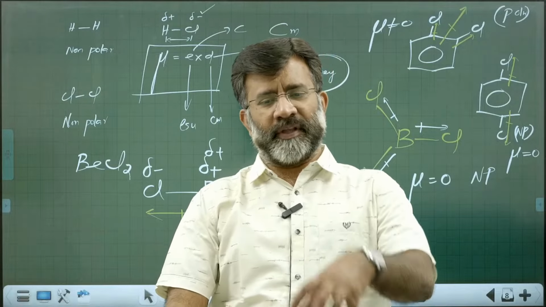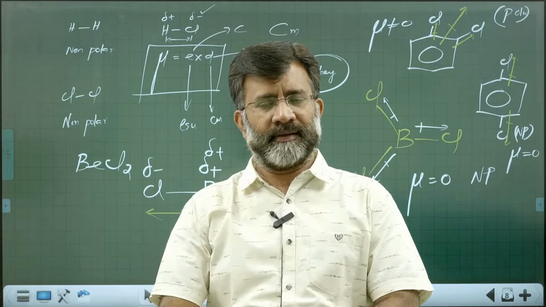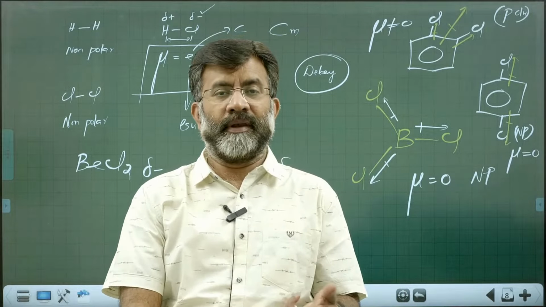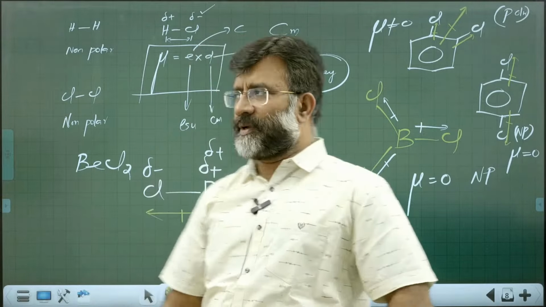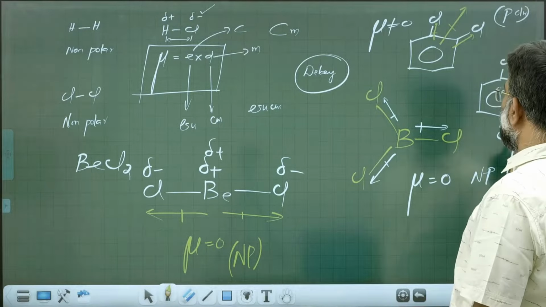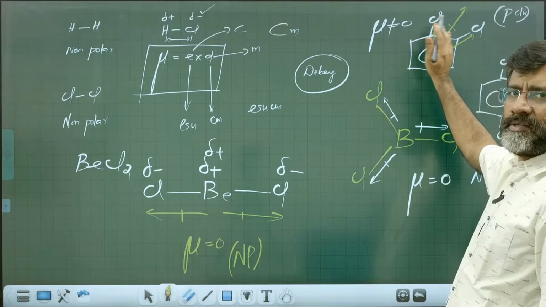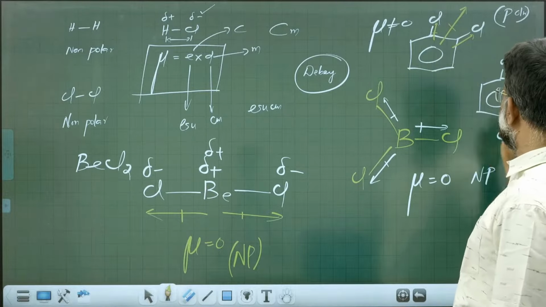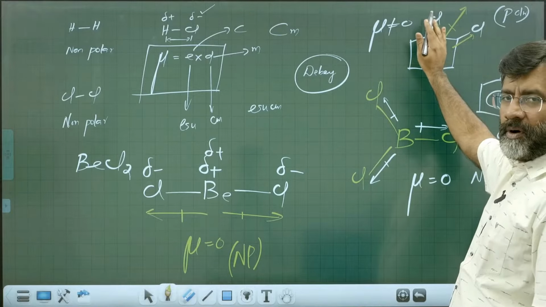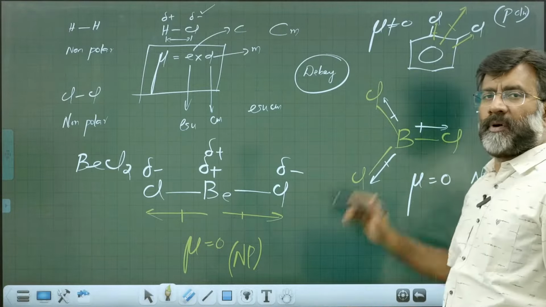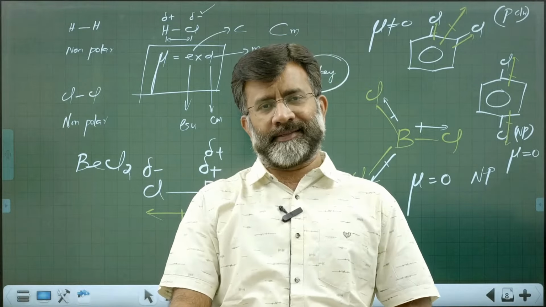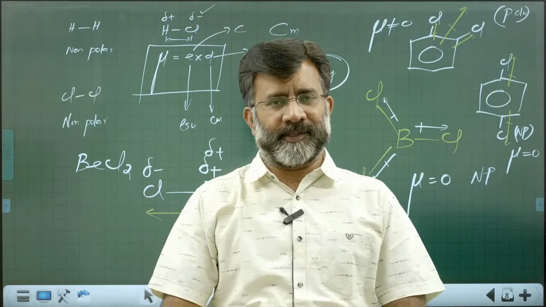So a molecule with polar bonds may not have a net dipole moment. Here there is a polar bond, a polar bond, a polar bond, a polar bond, but overall this has zero dipole moment. Sorry, this has zero dipole moment and this has a non-zero dipole moment. This is a polar molecule, this is a non-polar molecule. So care should be taken in answering this kind of question.